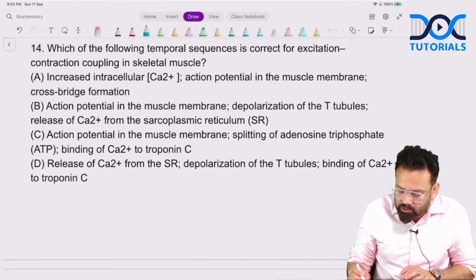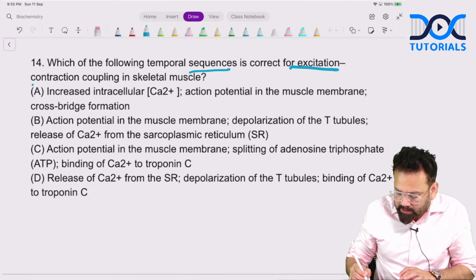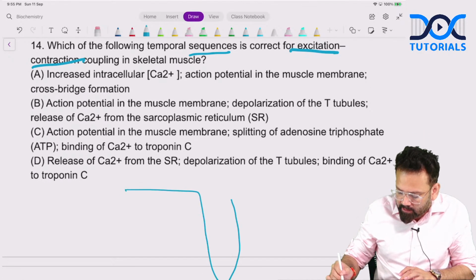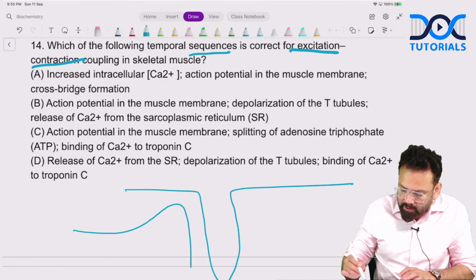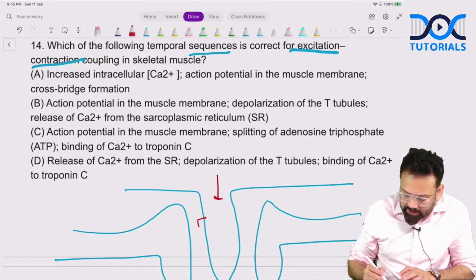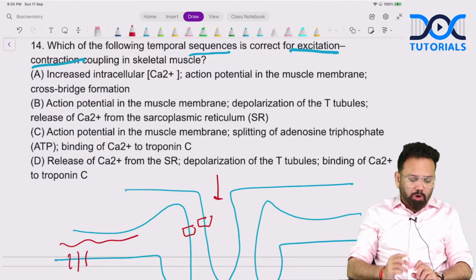What is the sequence of excitation contraction coupling in the muscle? What is the sequence of excitation contraction coupling of the skeletal muscle? First, what will come, then what will happen, then what will happen, and then what is released? What is the correct sequence of excitation contraction coupling?